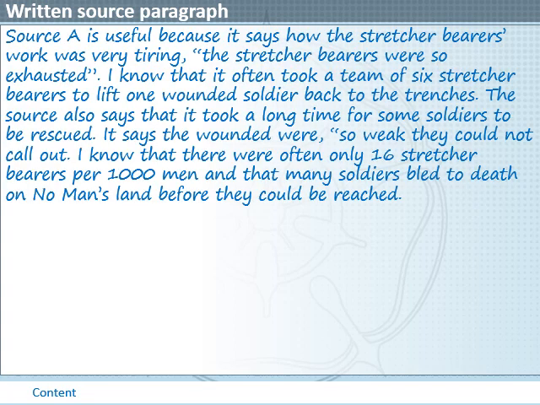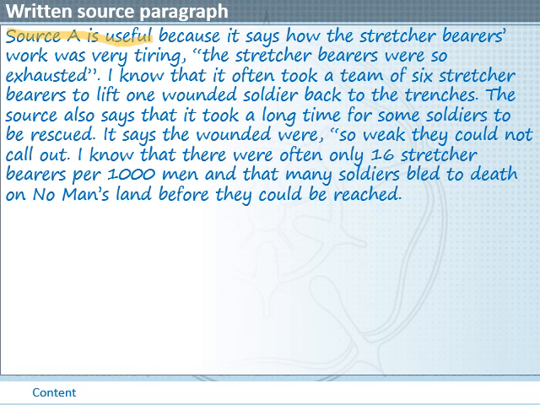So let's have a look at how that might work in practice. Let's look at the content phase of our paragraph. The first thing to note is that we're going to start positive. We're going to say that the source is useful. Our examiners won't give us a source that's no good. They're not going to try and catch us out.